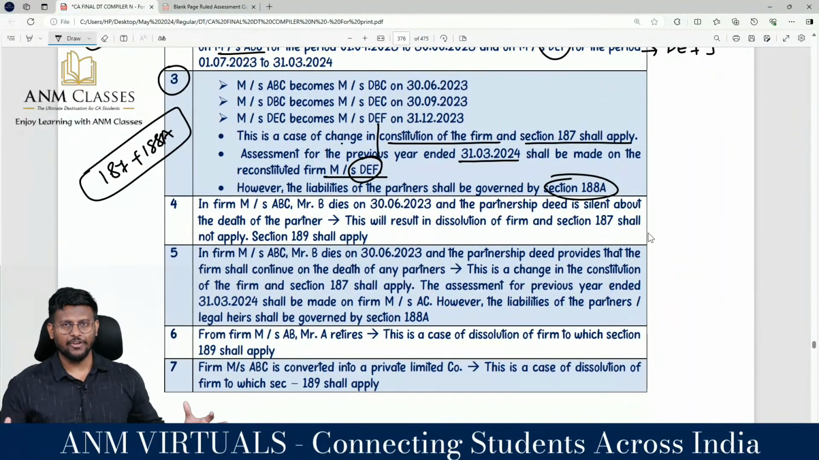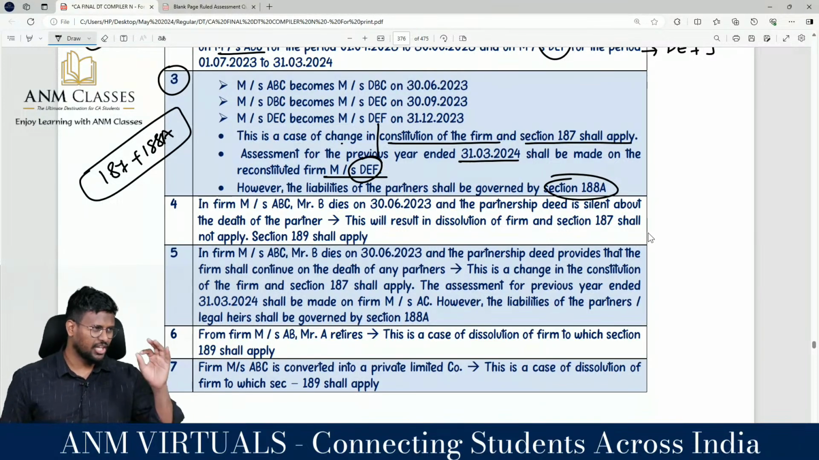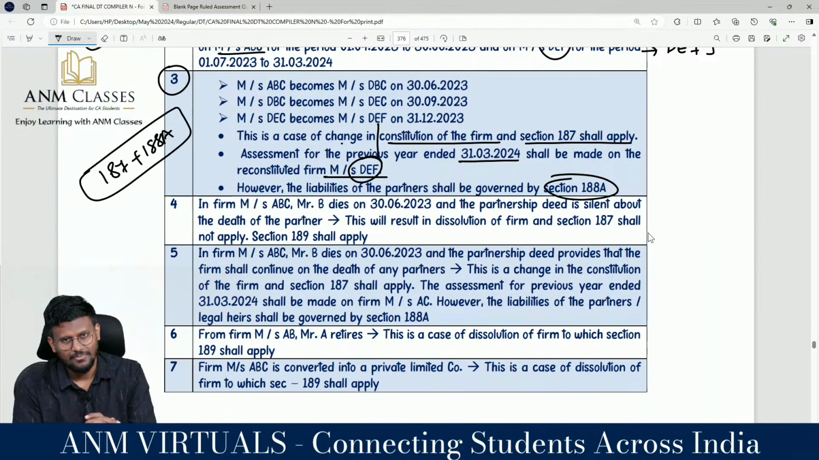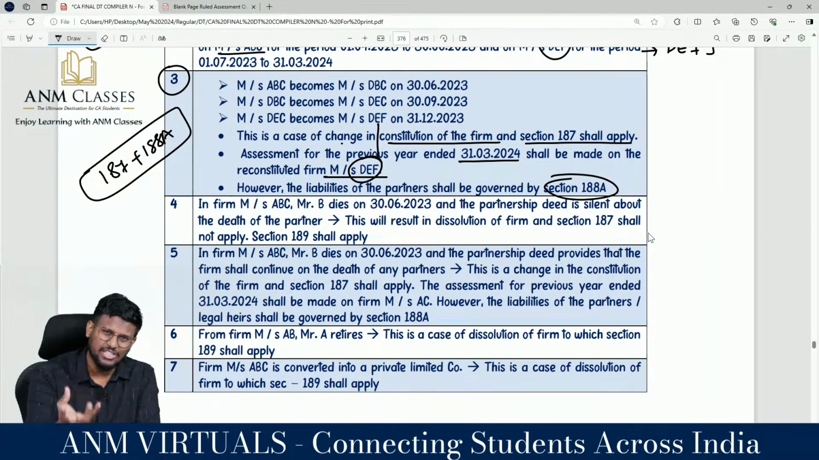Are you getting the difference between 187 and 188A? If there is a change in constitution of the firm, do the assessment in the name of the reconstituted firm, but all the partners are responsible. 188 is succession of one firm by another firm, then do separate assessment on the predecessor firm and the successor firm.